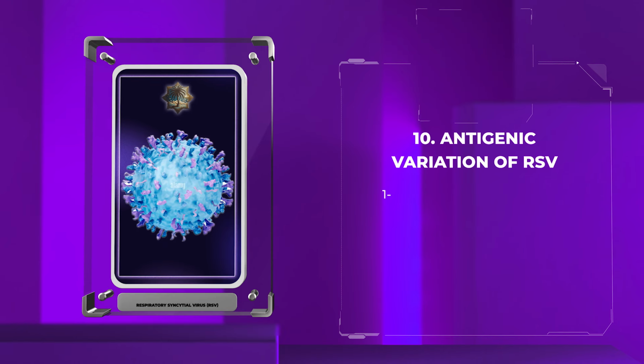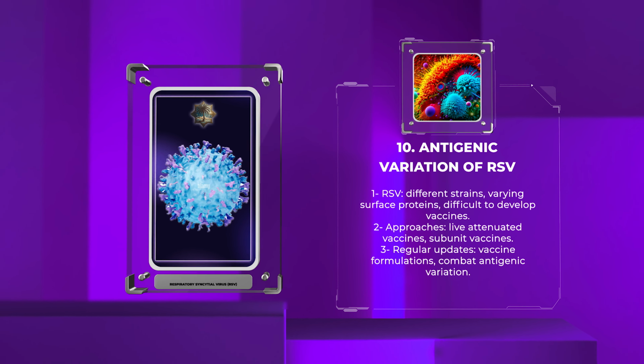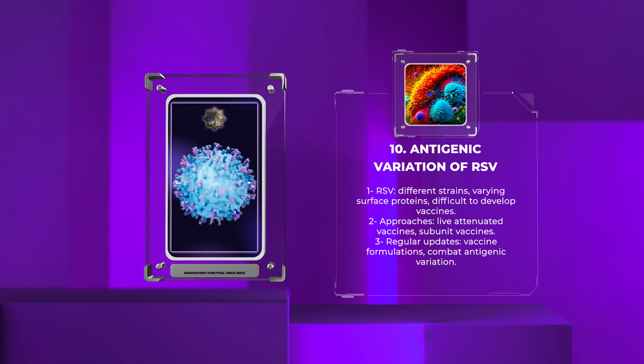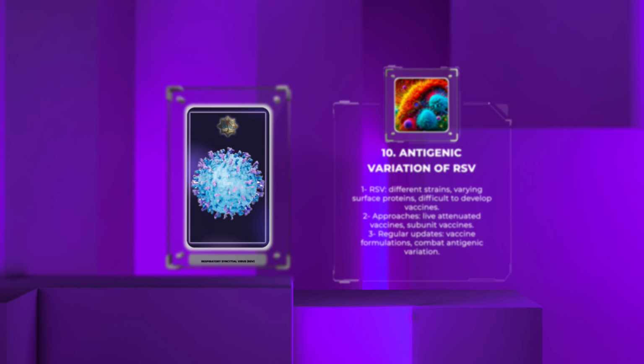RSV has different strains with varying surface proteins, making it difficult to develop vaccines. Different approaches, like live-attenuated and subunit vaccines, are being explored to enhance efficacy and protect against diverse RSV strains. Regular updates of vaccine formulations are crucial to combat antigenic variation.